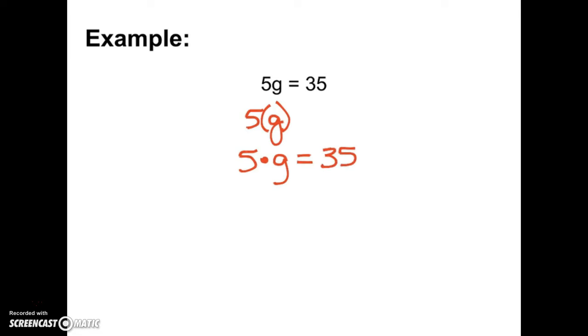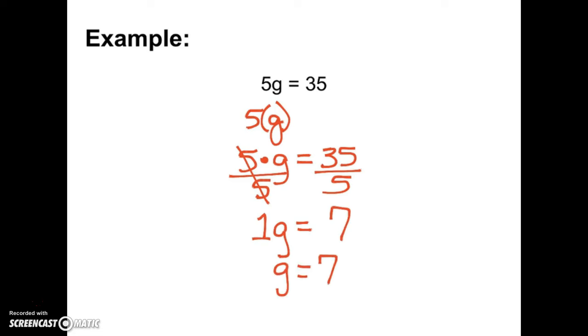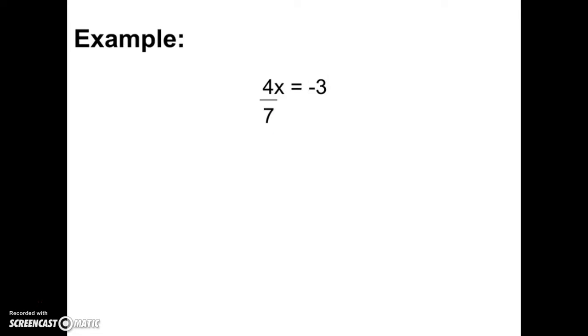So I want g by itself. So the opposite of multiplying is dividing. So I'm going to divide both sides by 5. And my 5 divided by 5 turns into a 1. So I have 1g. I'll give it a little tail there. So that's 1 times g is equal to 35 divided by 5. So if you divide that out, you should get 7. Remember this 1, we don't really have to have it, so you can also write it as g equals 7. Okay? All right, another example.